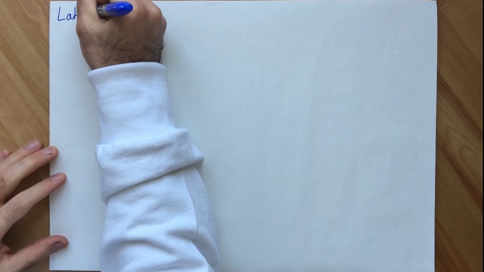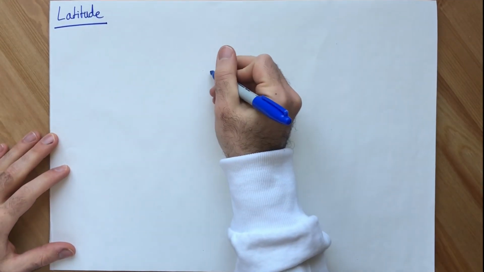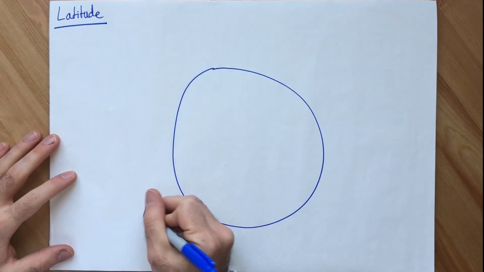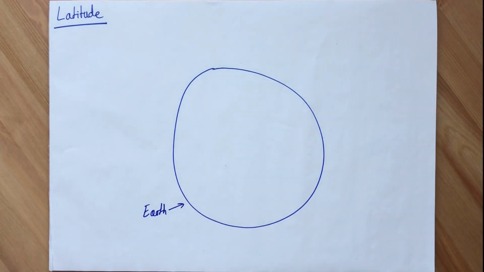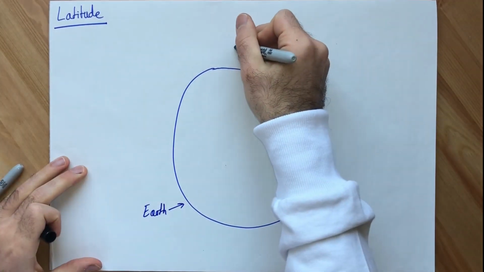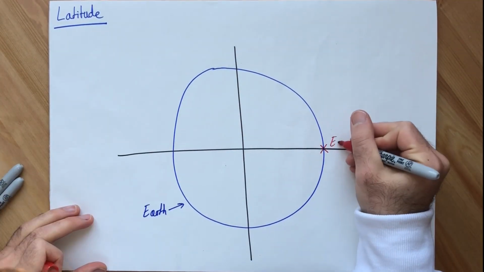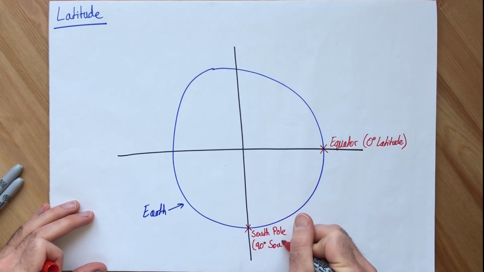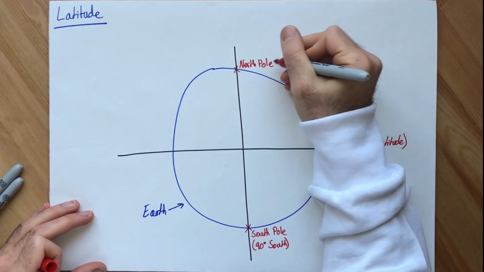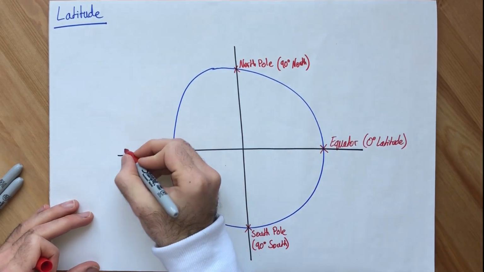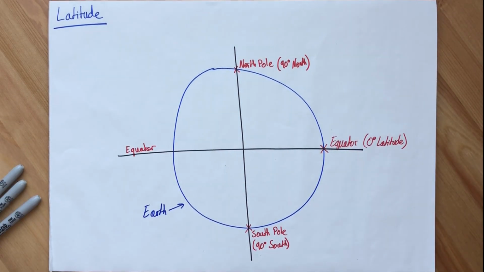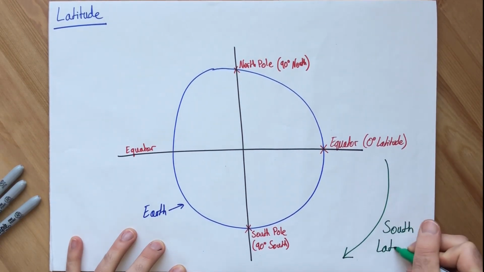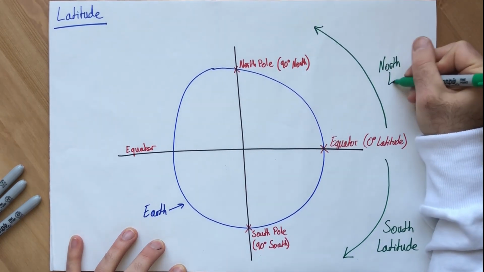To understand latitude, we'll look at the Earth from a side profile. Here, we're again going to put a coordinate system at the center of the Earth. What's the 0 line here? You guessed it, it's the equator. The North and South Pole are therefore at 90 degrees to the equator. Anything above the equator is known as north latitude, and anything below is south latitude.